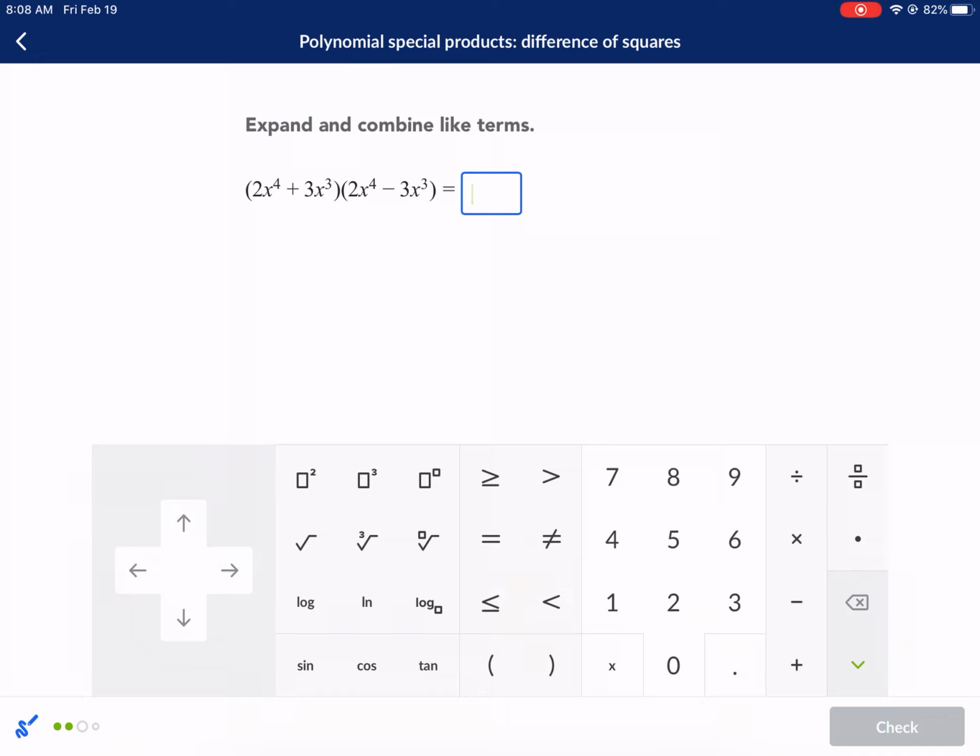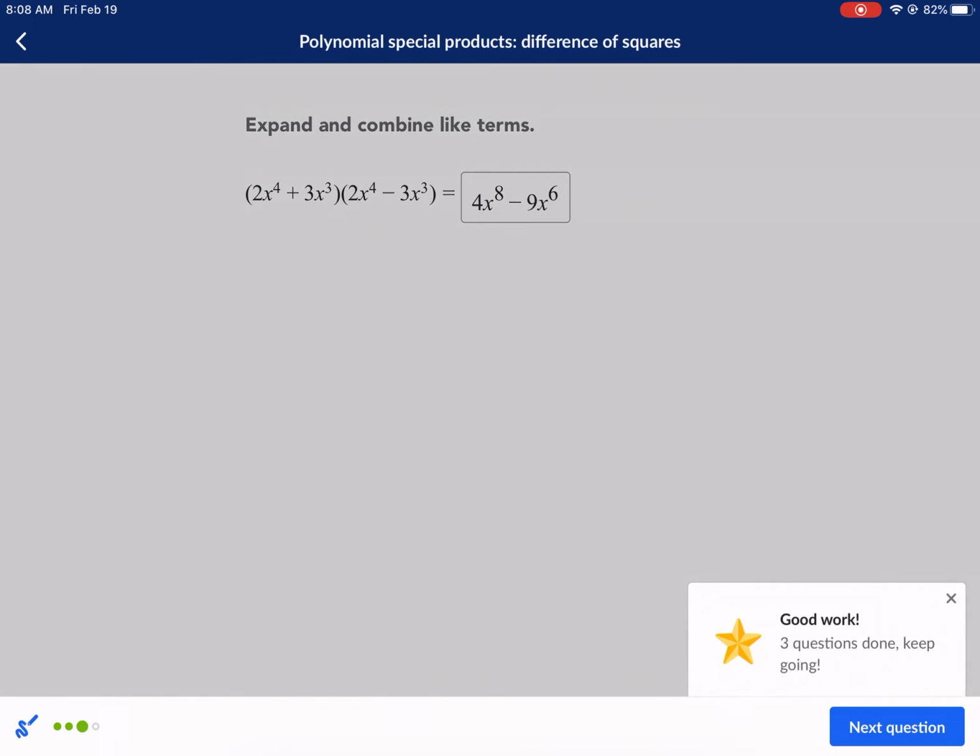Okay, same thing written twice. Difference of squares. That's what this is all about. Square the 2, 4. Square the x to the 4th, and we get x to the 8th. Bring it back down. Minus. Difference of squares. 9, 3 squared, and then we get x to the 6th. Check it. All right, last one.